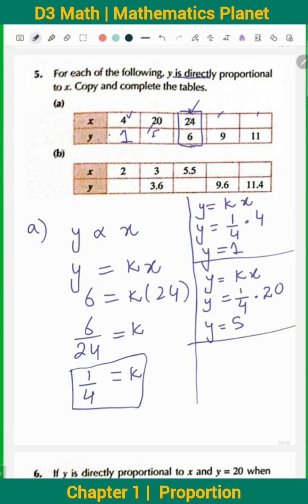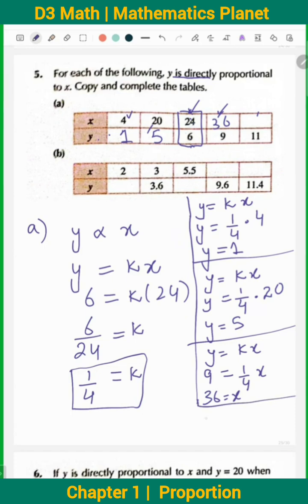Good. Okay. For this one, what should I do? Y is equal to kx. Okay, y is 9, k is 1 by 4, and x is unknown. So 9 equals 1 by 4 times x, and you get 36 is equal to x. Yes. Okay, the last one.